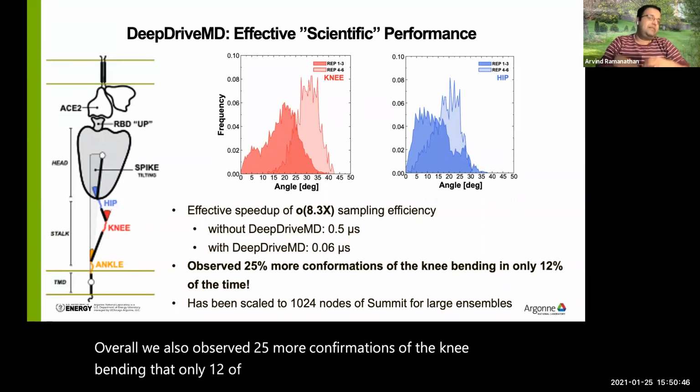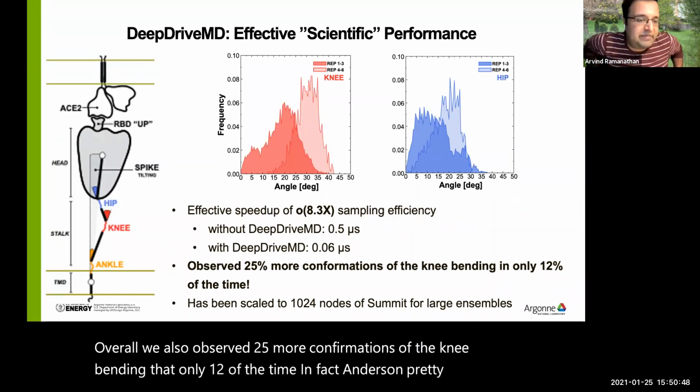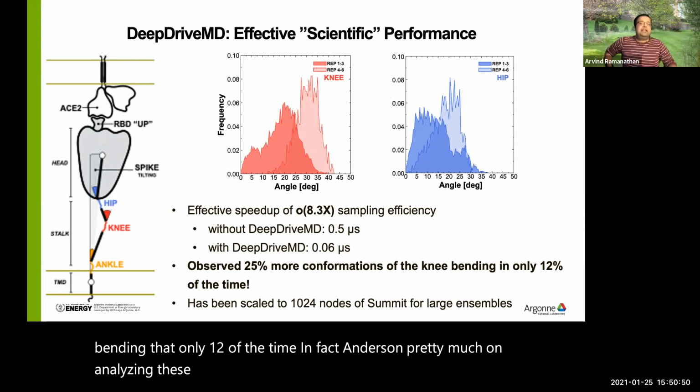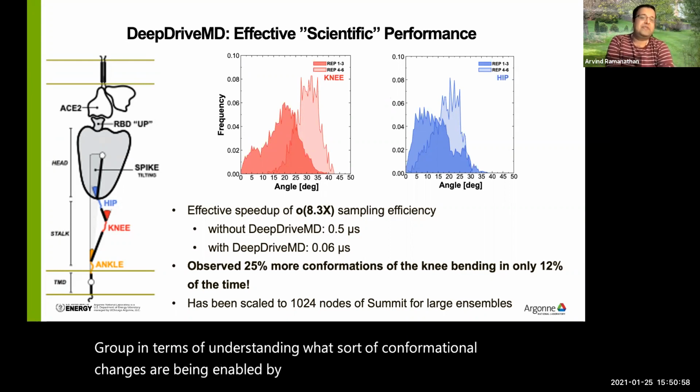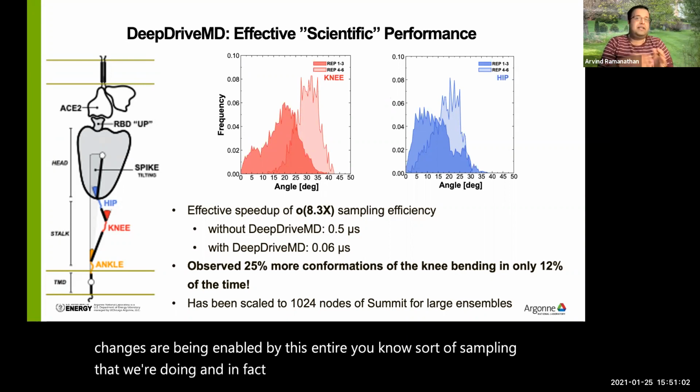In fact, Anda is analyzing these simulations with Lorenzo and others in Rami's group, in terms of understanding what sort of conformational changes are being enabled by this entire sampling that we're doing. And in fact, with replicas 7 to 9 or so, we even push it forward. The knee angles are even more bent.